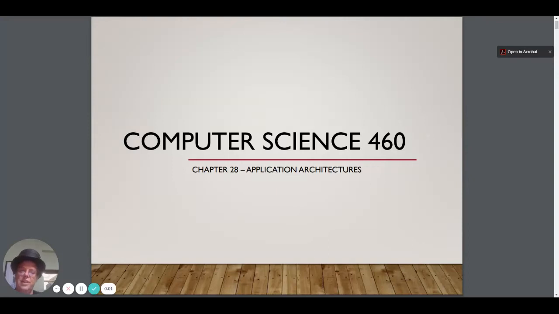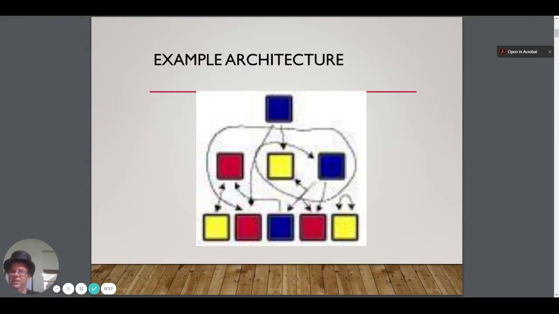Science 460, Application Architectures. This is Chapter 28 from the web. We've covered a bit about application architectures in Chapter 6, but here we're going to take a closer look at these. So this is a very old thing that I found on the web as an example architecture. Gosh, it's been many years ago. And it was too priceless not to keep here.